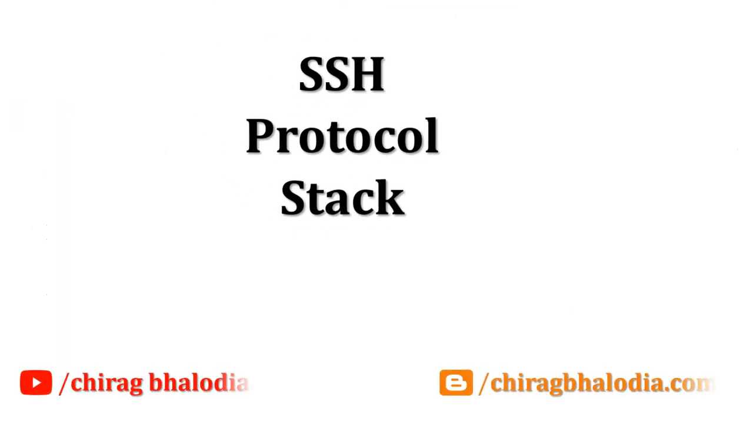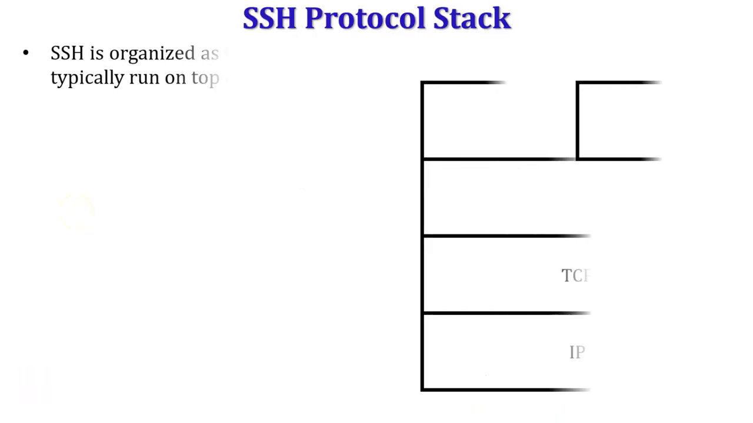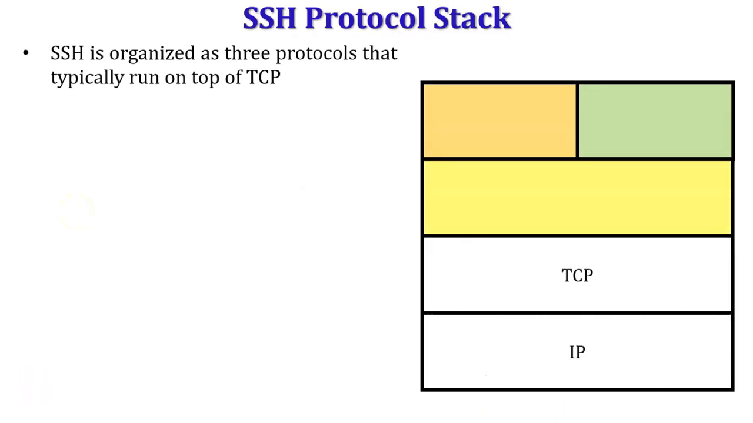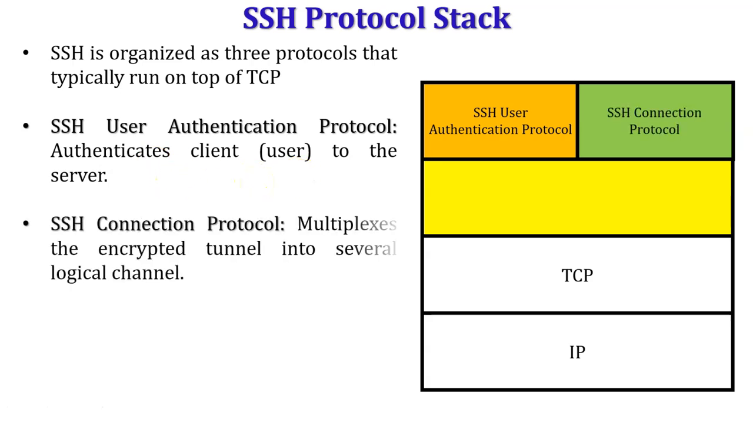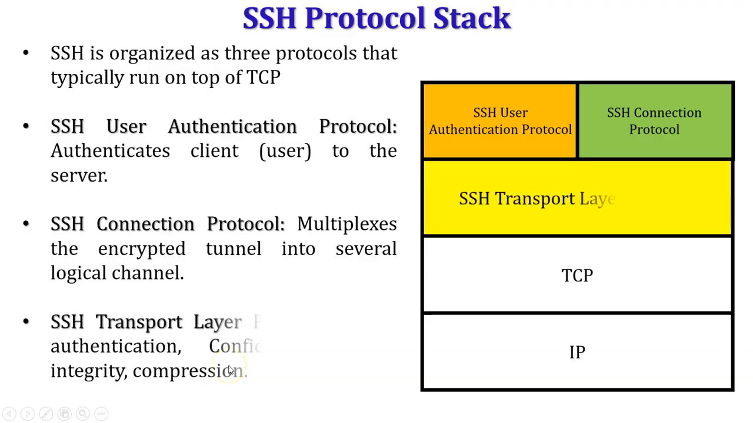Next topic is SSH Protocol Stack. SSH uses a combination of three protocols that typically run on the transport layer. First protocol is SSH User Authentication Protocol. As the name suggests, this protocol is used for authentication. It is responsible for authenticating the client to the server. Next protocol is SSH Connection Protocol. It is responsible for splitting the encrypted tunnel into several logical channels. And the third protocol is SSH Transport Layer Protocol. It is responsible for server authentication, data confidentiality, data integrity, and data compression.